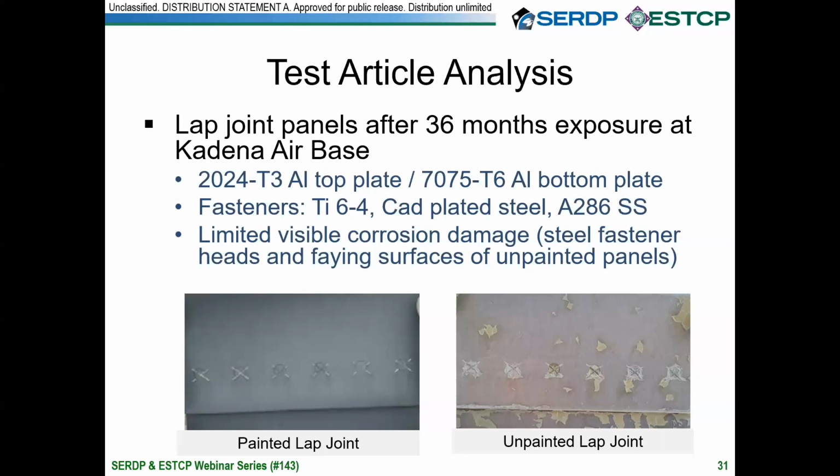The unpainted lap joints on the right, all of that yellow stuff, I think is just residue and remnants from the tape. And you can see actually some reasonably significant corrosion there in the fasteners and along the bottom edge of the seam.